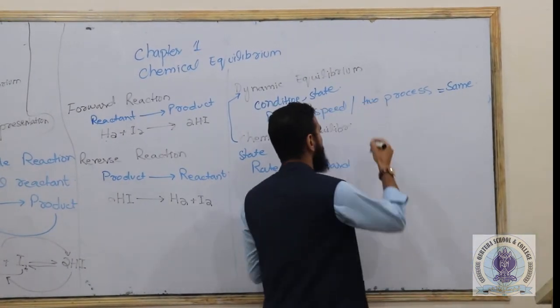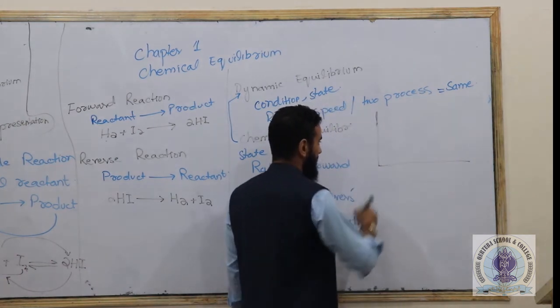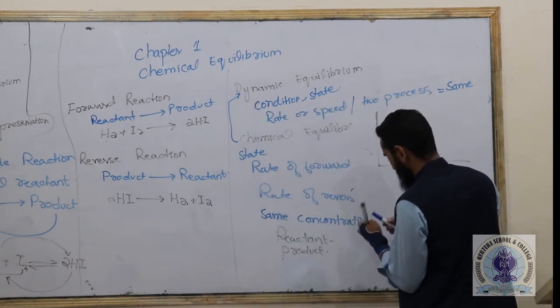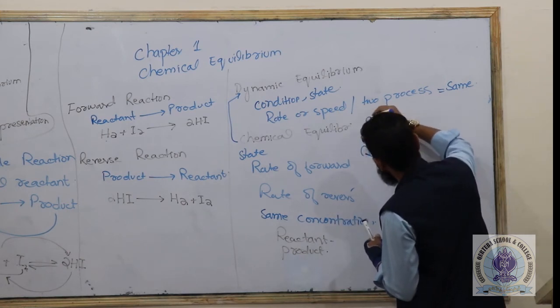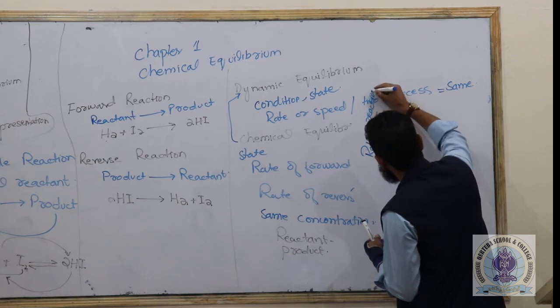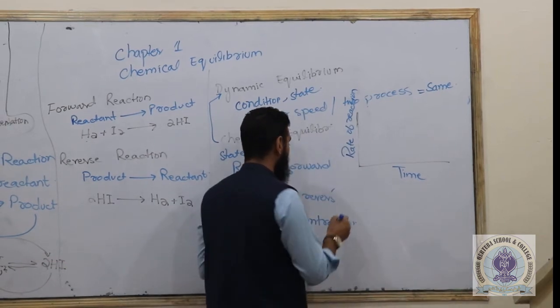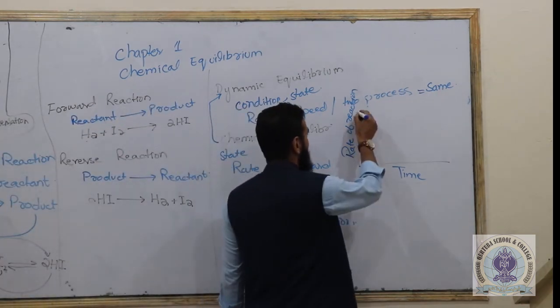We know that in a graph we take two axes. One is called the x-axis, while the second one is called the y-axis. Here on the y-axis we will take the rate of a reaction. On the x-axis we will take time. In the very beginning of the reaction, we will have no product, which means that in this case the rate of forward reaction will be maximum.